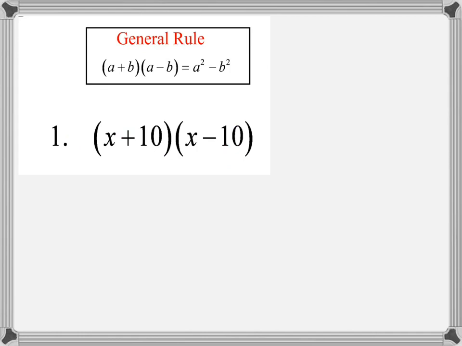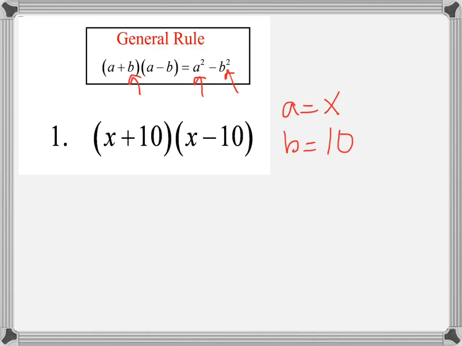Okay, so the general rule I've written above, if you have two terms a and b, and you're taking the product of a plus b and a minus b, you just get the first term a squared minus the second term b squared. Okay, so in this case, our a is equal to x, and our b is equal to 10, because you'll notice b doesn't have a sign on it. B is just that term that's right after the sum or difference.